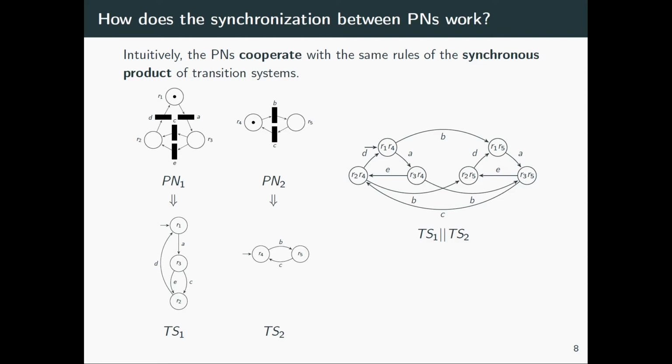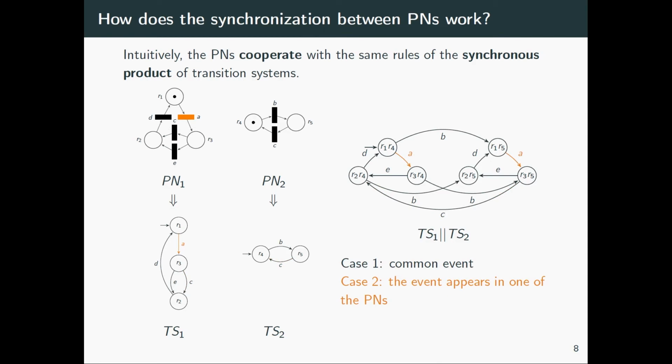For the synchronization, we can have two possible cases. In the first case, given an event, this one takes part in both Petri nets. Therefore, its activation in the synchronous product needs the requirements for the activation to be satisfied in both Petri nets. Indeed, looking at event C, the only available case in the product is the activation from the combination of places R3 in the first Petri net and R5 in the second one.